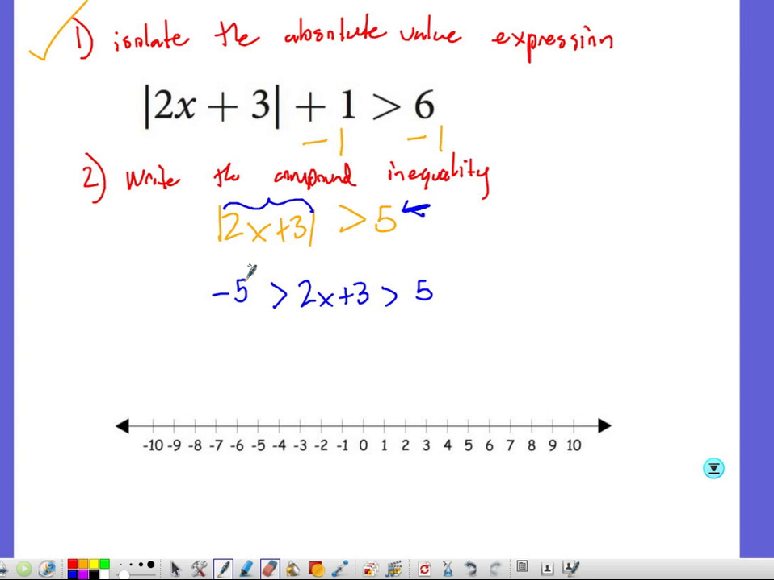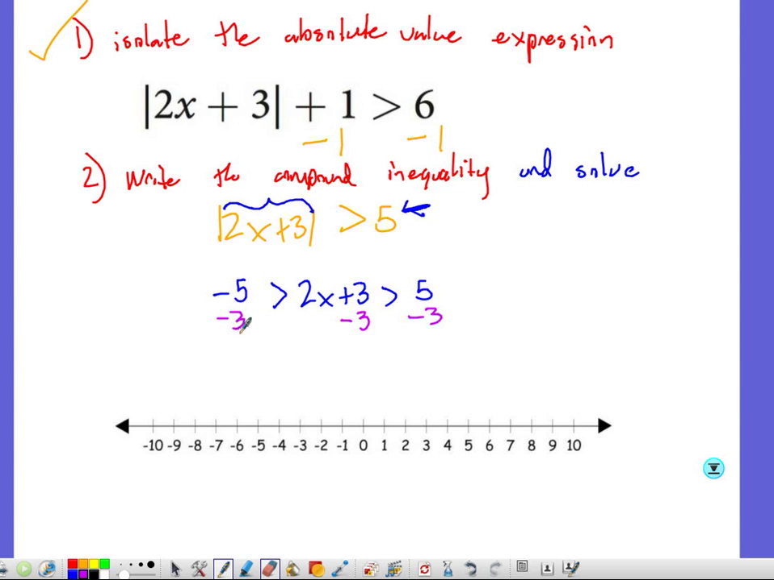Now don't make the mistake of saying that we have -5 here and we have 5 there. We need to solve the compound inequality. So I'm going to write the compound inequality and solve. This is basically just an algebra problem. We need to solve for x. You want to use reverse PEMDAS, so you start with addition or subtraction, and since we're adding 3, we need to do the inverse, which is to subtract 3.